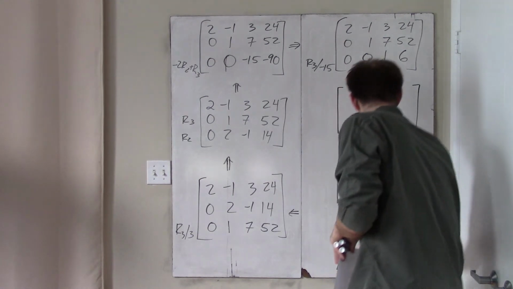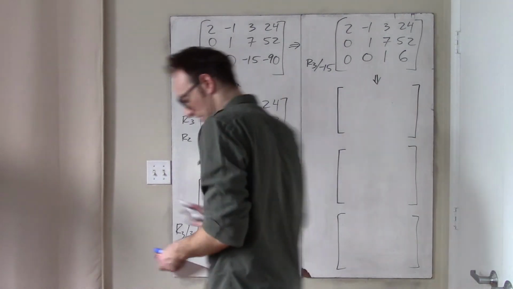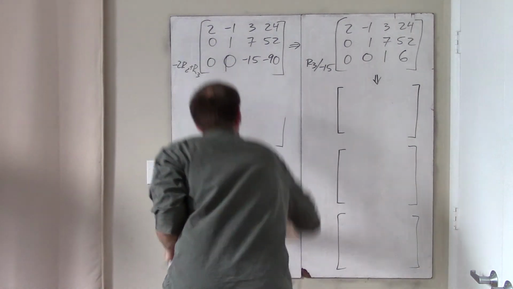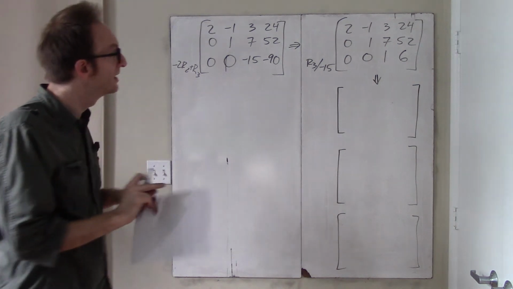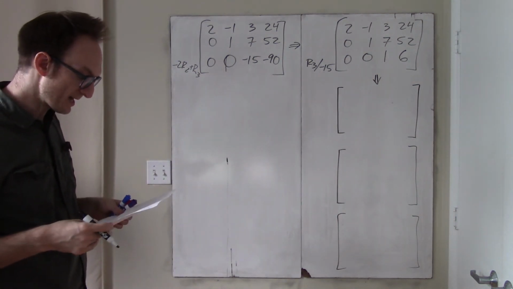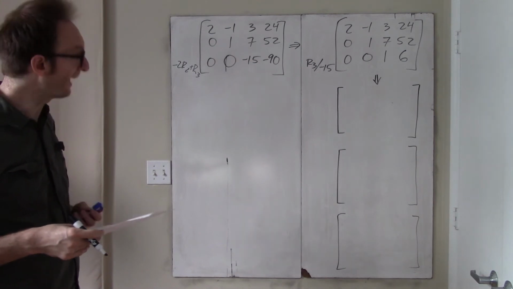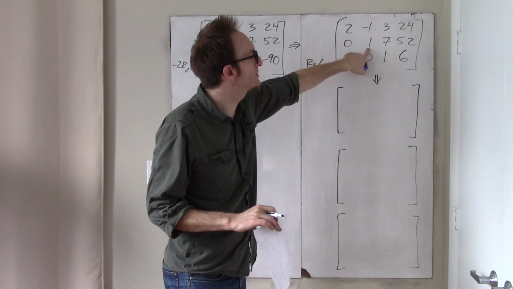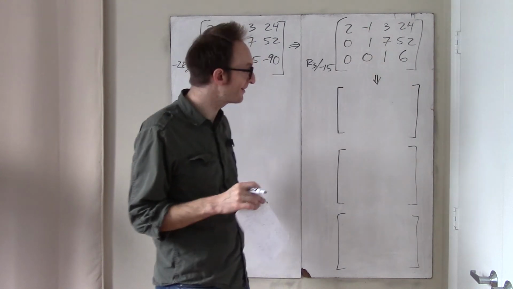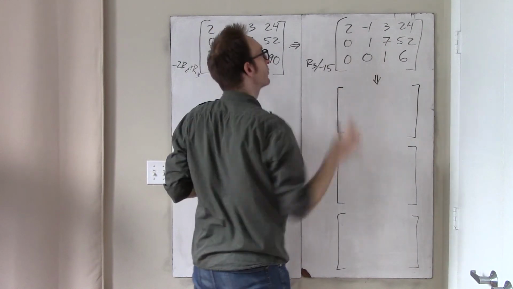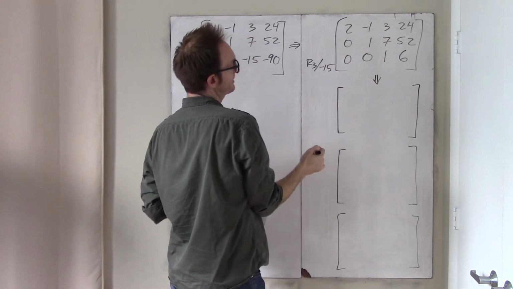Okay. So maybe I'll just erase all this other stuff because this is all sort of the past. Okay. So what more is even possible? Well, one thing I could do is with this 1 right here, I could use it to kill that negative 1 above it. In other words, let's get rid of the space above this 1 as well. And I think it's pretty clear how to do that.